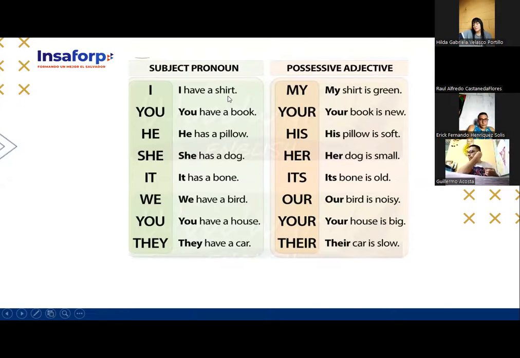I have a shirt. Significa yo tengo una camisa. My shirt is green. Mi camisa es verde. You have a book. Tú tienes un libro. Your book is new. Tu libro es nuevo. He has a pillow. His pillow is soft. Pillow es almohada.